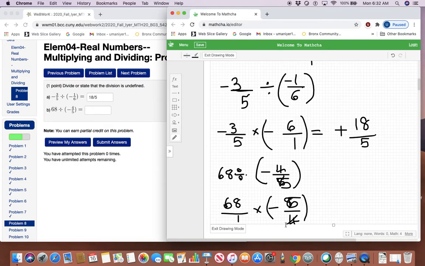So 4 and 68, they have 2 in common. 2 goes in 4 2 times, 2 goes in 68 34 times. Alright, notice 2 divides this again because that number is even. So 2 goes in 2 one time, 2 goes in 34 17 times. So I have, overall, positive times negative is a negative. 17 times 5 is 85.